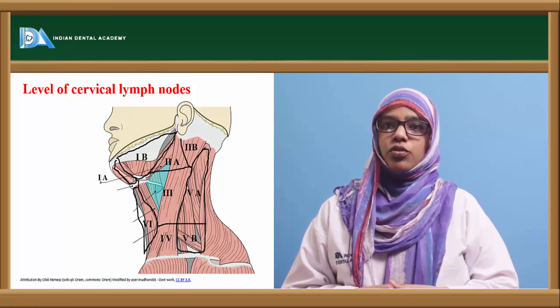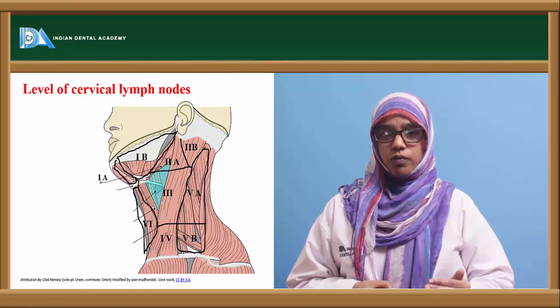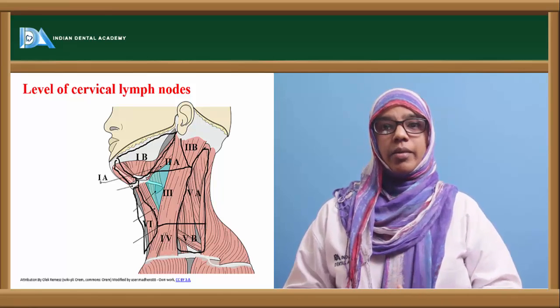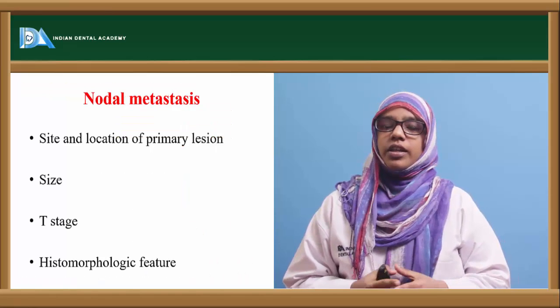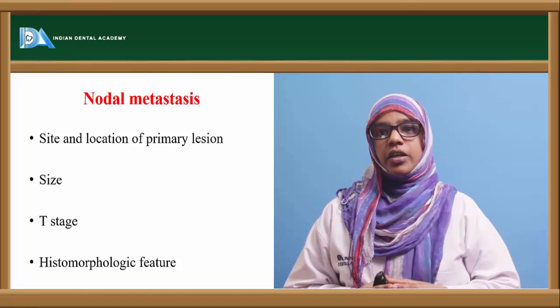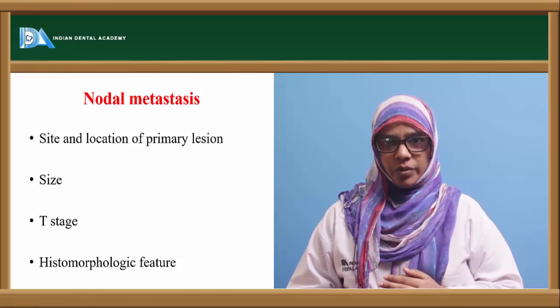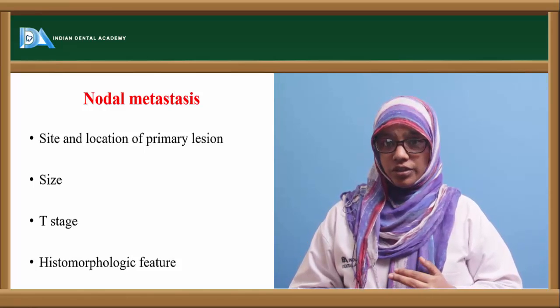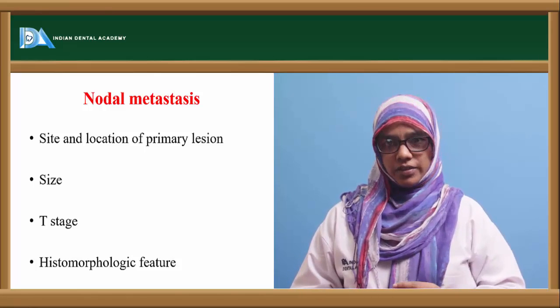Now this slide shows a diagrammatic representation of the levels of cervical lymph nodes that are involved. What I've explained you, you could see in diagrammatic format in this photograph. Now let's move on to nodal metastasis. Nodal metastasis depends upon 4 factors: the location of the primary lesion, the size of the lesion, the T stage of the lesion, and histomorphologic factors.